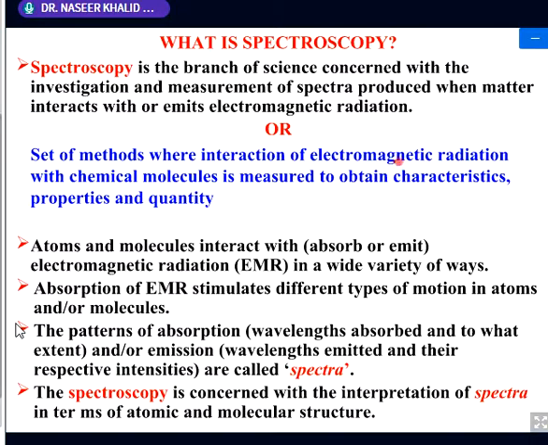So this absorption of the electromagnetic radiation by the chemical molecules is specific. All the molecules are not absorbing. All the radiations are not being absorbed. So specific radiation is being absorbed, and it has a characteristic pattern. We can predict certain properties. We can predict the quantity of a material, for example.